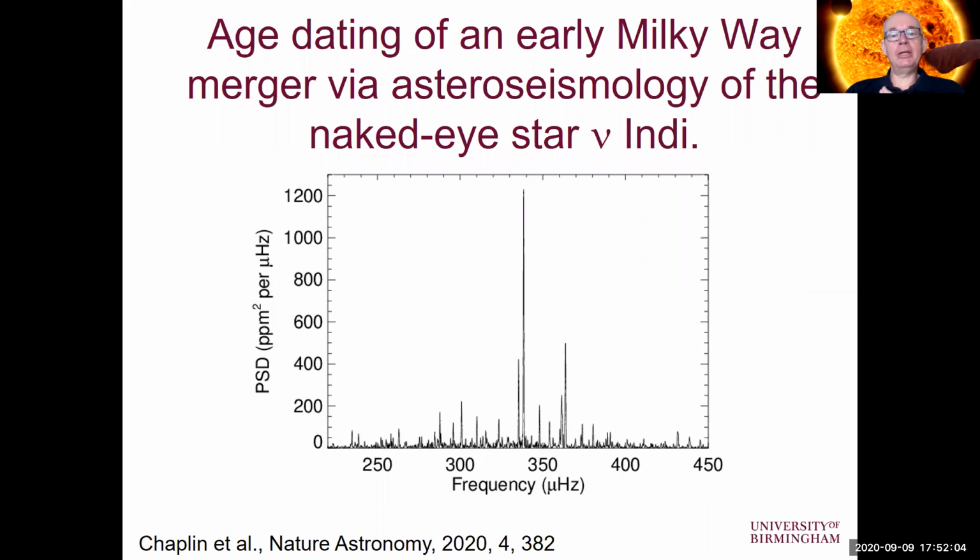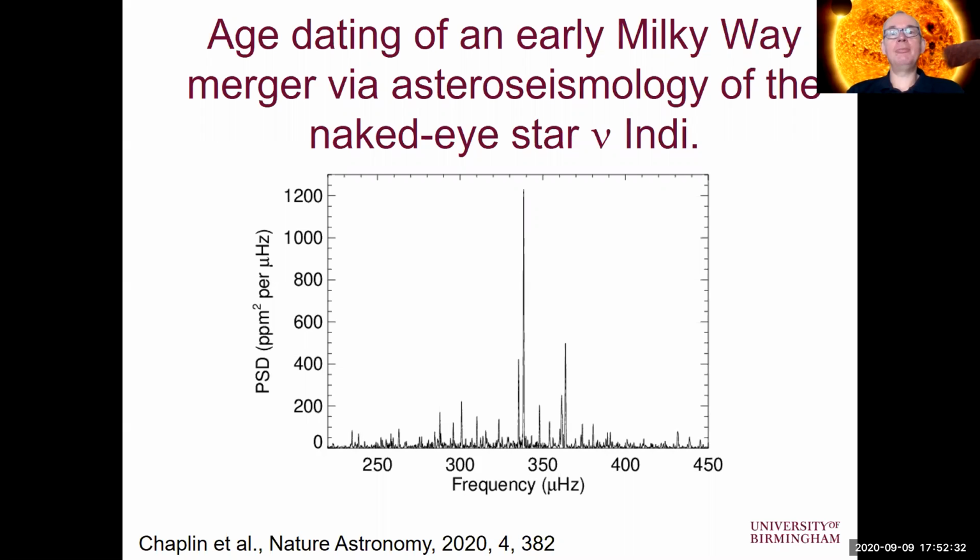So here's an example of some of the data that we got. I've picked out just a couple of examples here from early publications that we produced. Here's the oscillation spectrum of a naked eye star called Nu Indi. One of the things that TESS gave us that Kepler didn't was the ability to observe the brightness variations of the very brightest stars in the sky, stars we can observe with the naked eye.